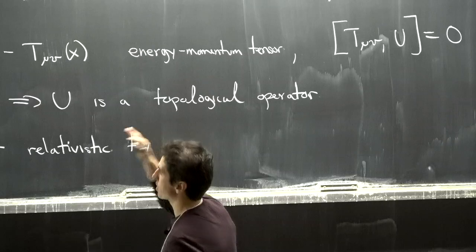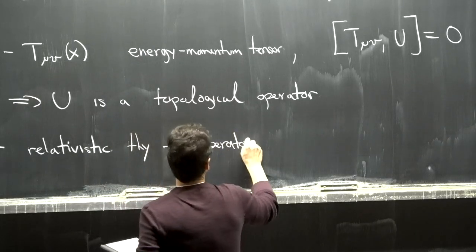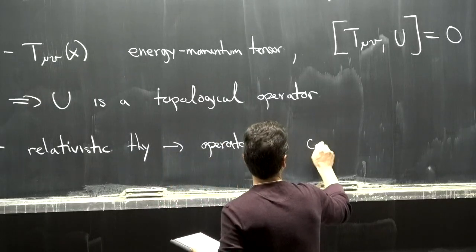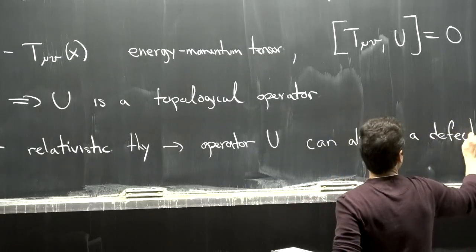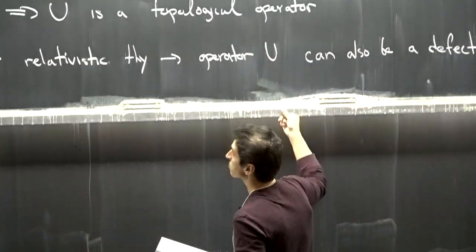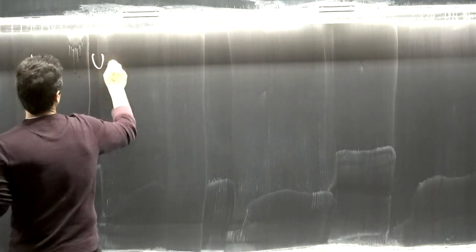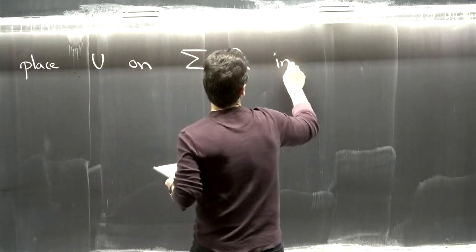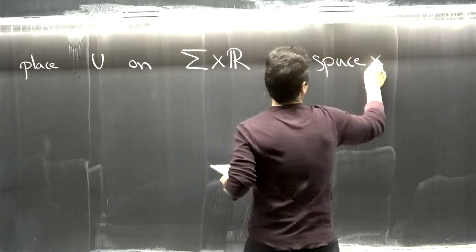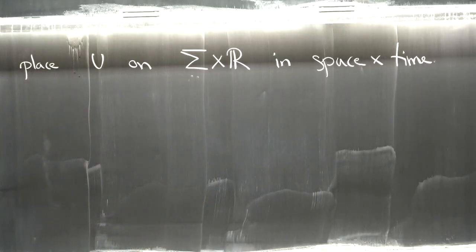and this is where we're going to go beyond quantum mechanics, really, an operator U can also be a defect. So what does that mean? We're going to place U on sigma times R in space times time. So sigma is just, think of it as some closed manifold in space where U sits, and then it just extends in time. That's the R factor.